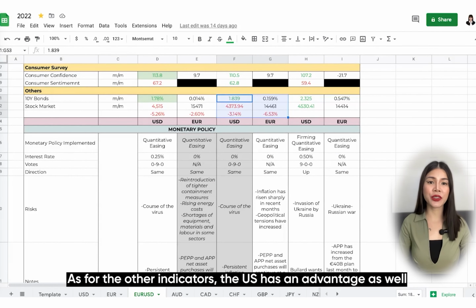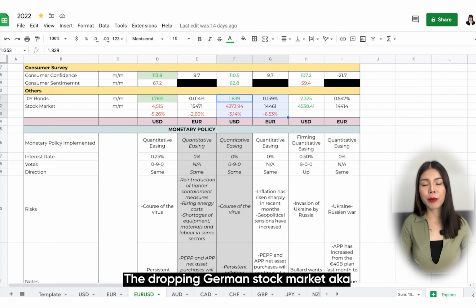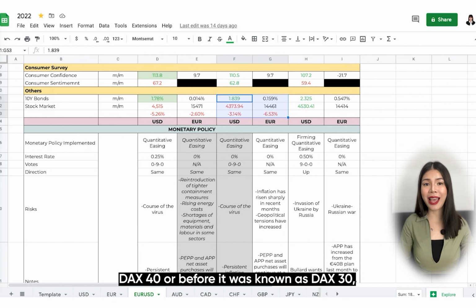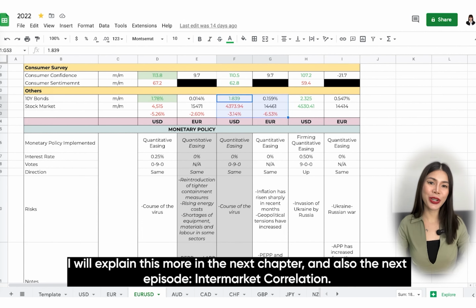As for other indicators, the US has an advantage as well, since the US 10-year bond performs better than the German 10-year bond. The dropping German stock market, aka DAX 40, or before it was known as DAX 30, traditionally will help the euro find some footing on its value. I will explain this more in the next chapter and also the next episode, intermarket correlation.